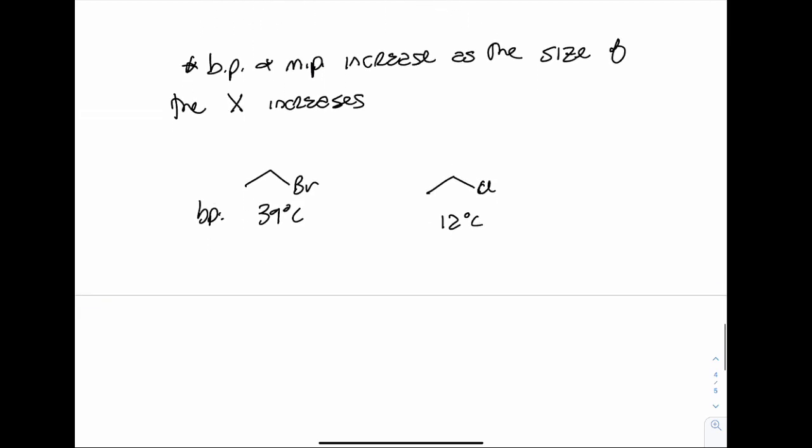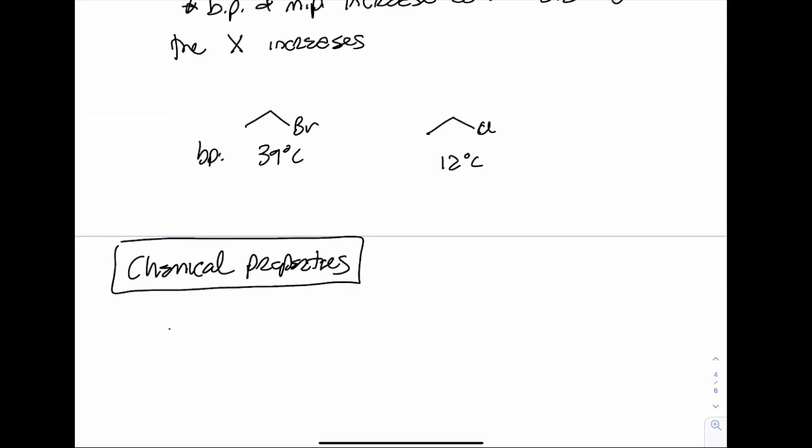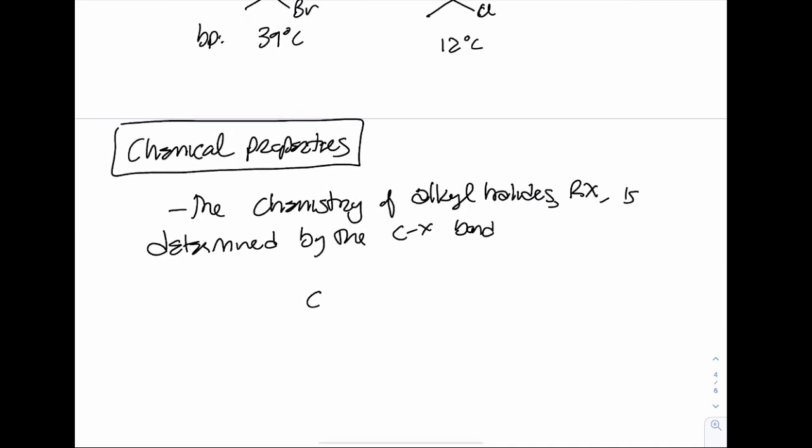Looking at our chemical properties, this is also going to be determined by my carbon-halogen bond. So the chemistry of alkyl halides is determined by the carbon-halogen bond. Again, it's a polar bond.